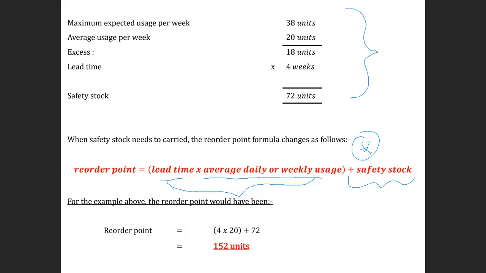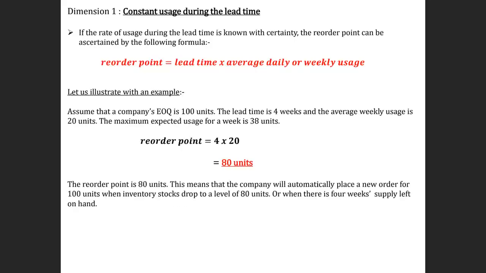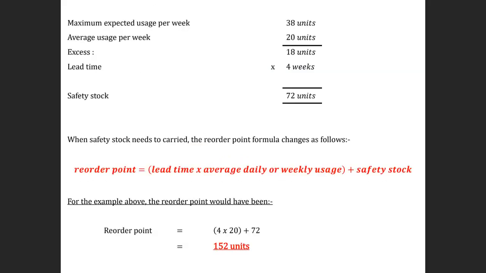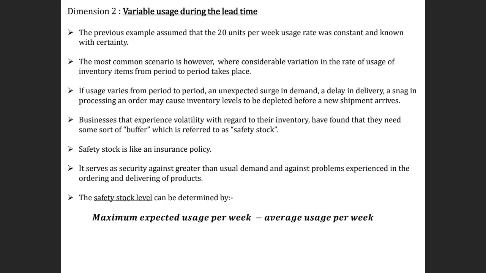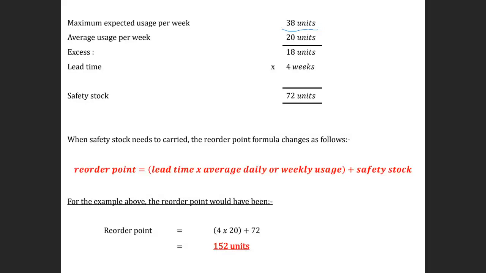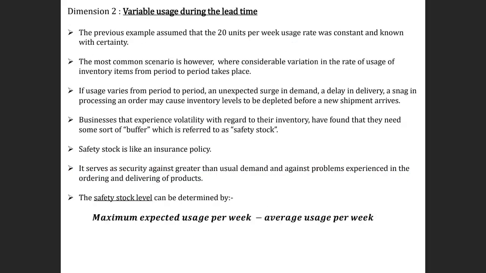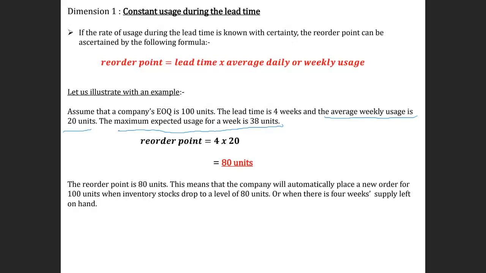It says to calculate your safety stock, you take the maximum expected usage per week, which they gave to you. We're using the same information from this example. So the maximum expected usage per week is 38 units, less your average usage per week. From the same information, they said on average, the weekly usage is 20.